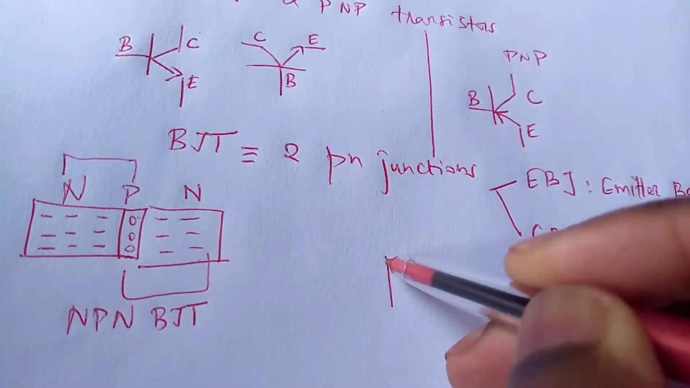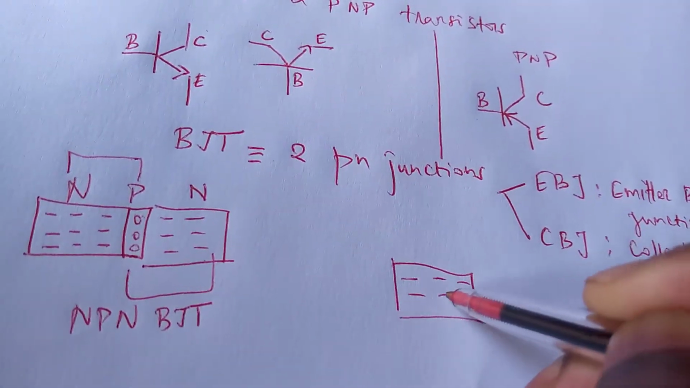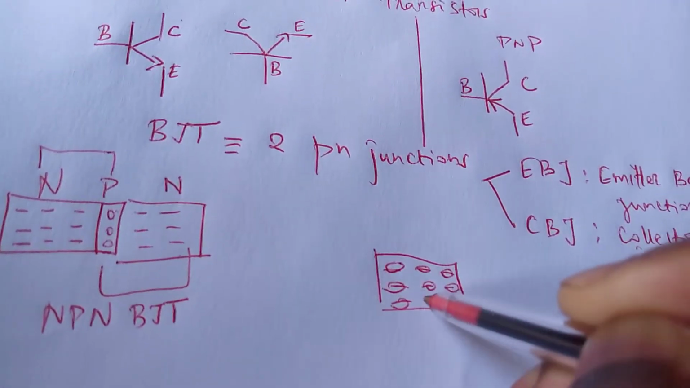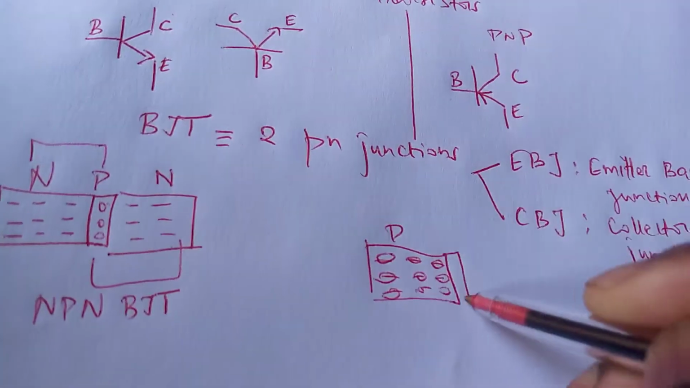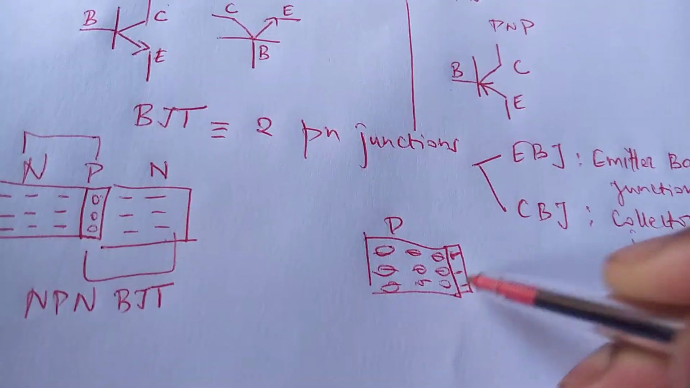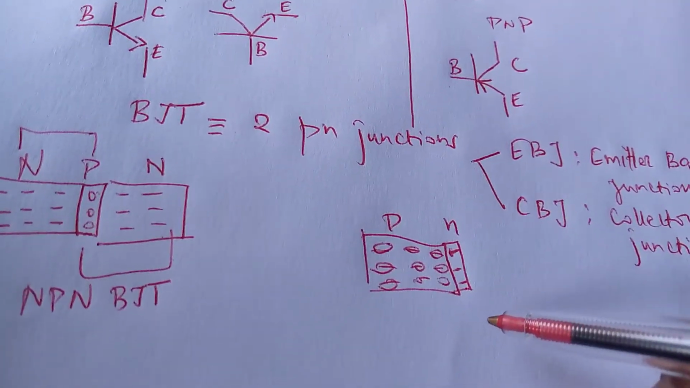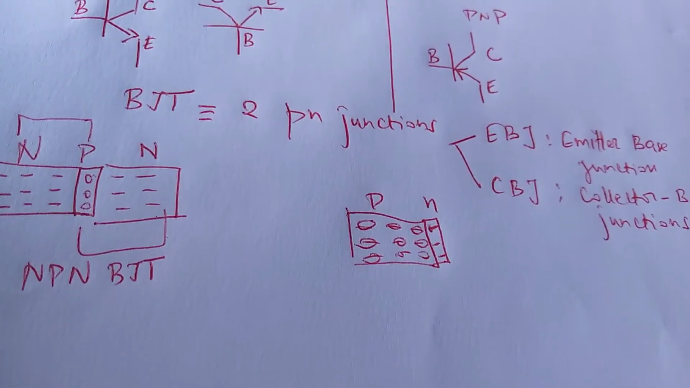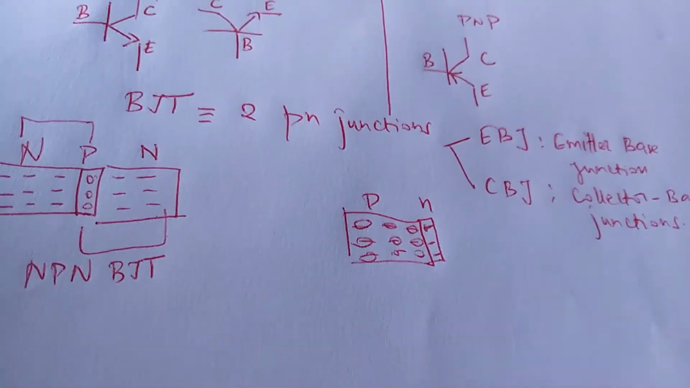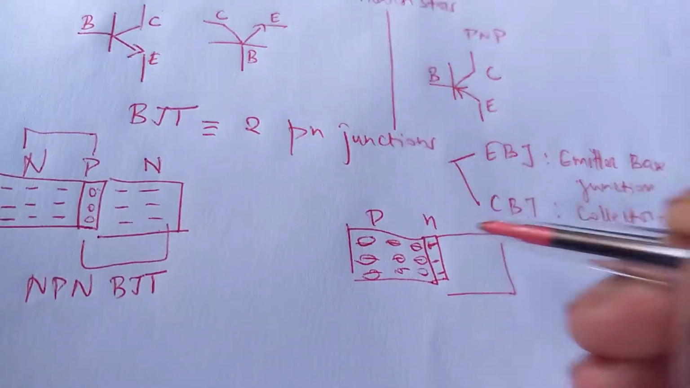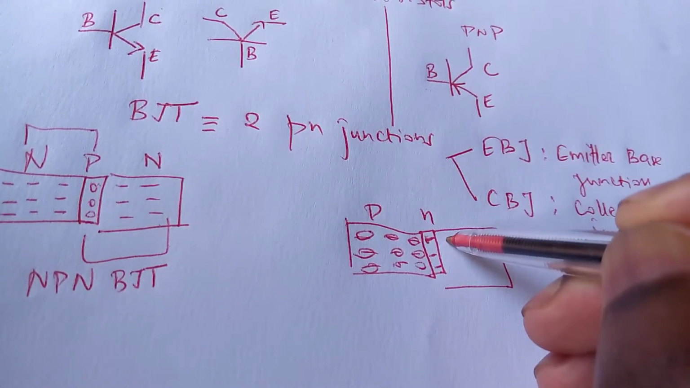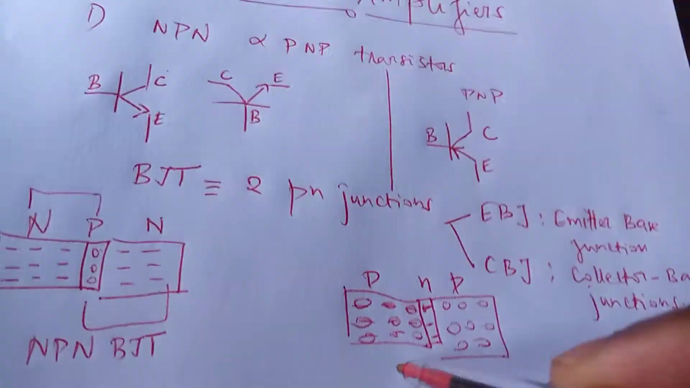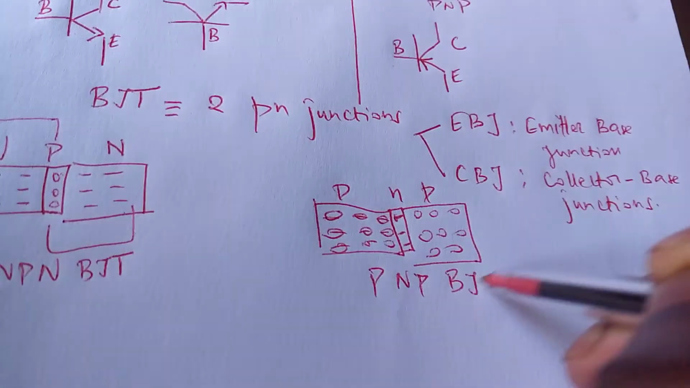On the other hand, if you put a P-type semiconductor next to an N-type semiconductor, that forms a PN junction. So you take a PN junction and put it next to an NP junction on the other side. So P again. You form what you call a PNP BJT, or bipolar junction transistor.